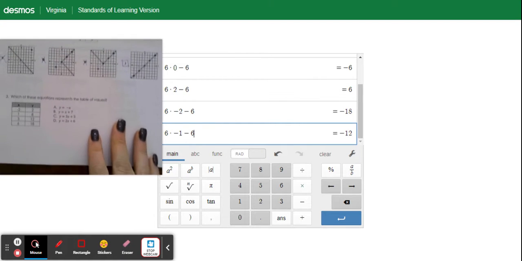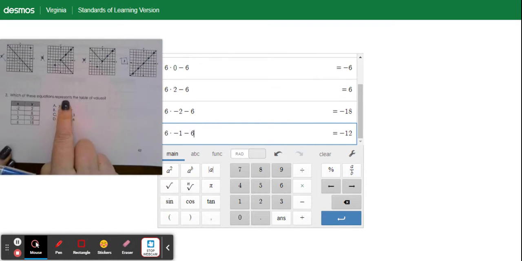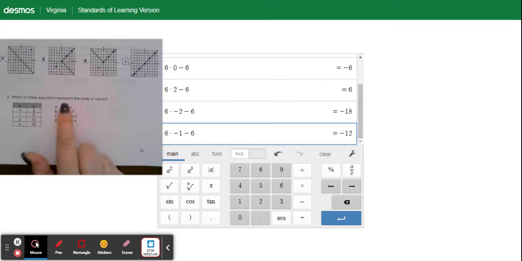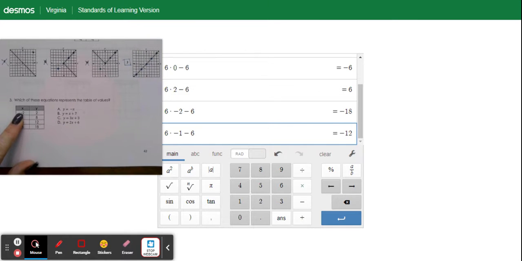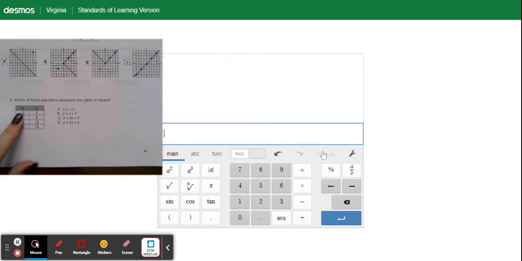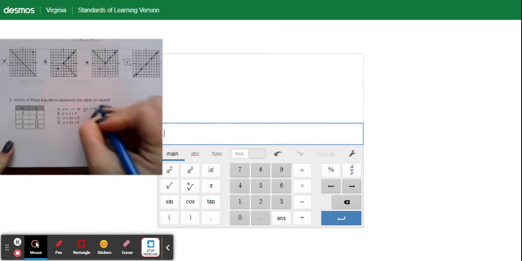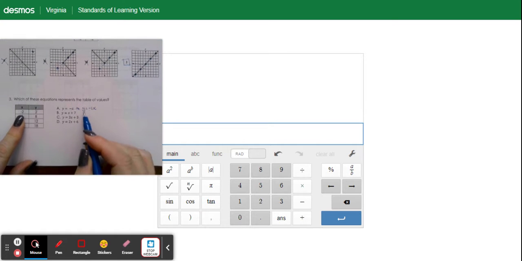Now we're going to look again. Which of these equations represents the table of values? So this is another situation where I need to substitute in my x's to see which ones work. Let's start. I'm going to use Desmos for this situation with equation A. y equals negative x. And remember, that's like y equals negative 1x or negative 1 times x. So with x is negative 2, does negative 1 times negative 2 equal 2? Negative 1 times negative 2.